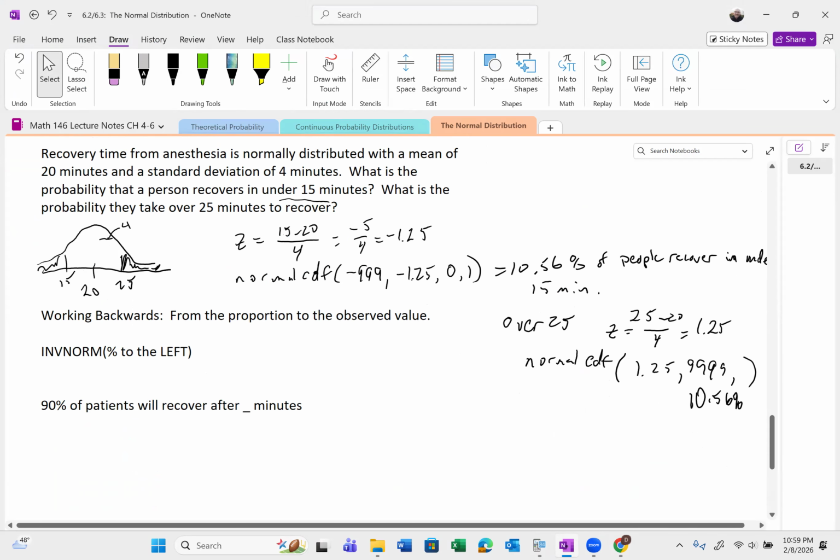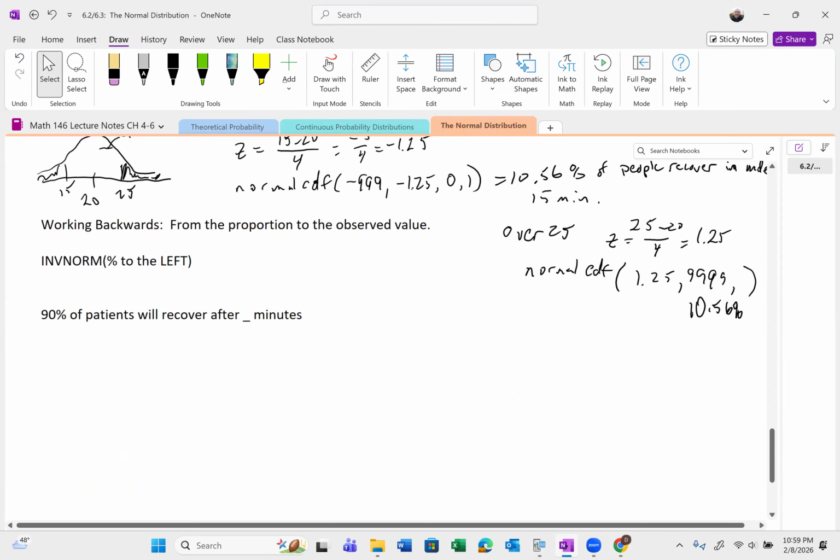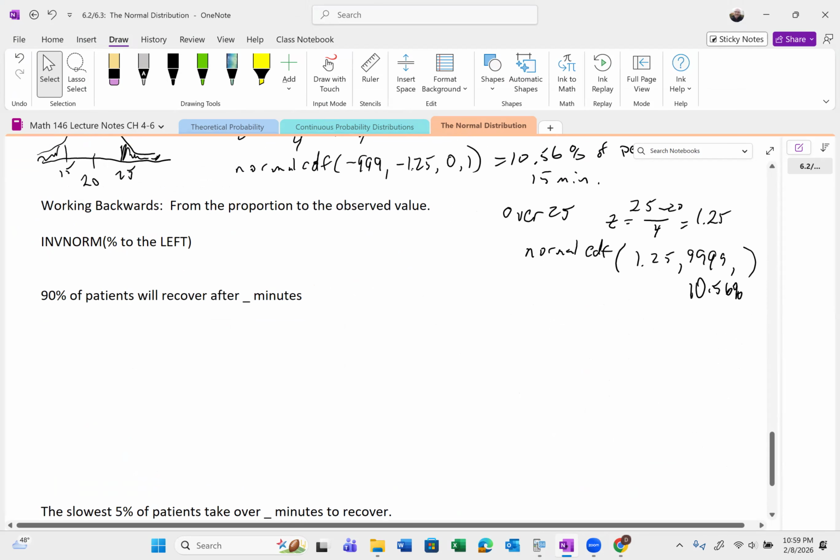The next part that we want to look at is working backwards. Sometimes we're asked to work backwards. So maybe we want to find that time.